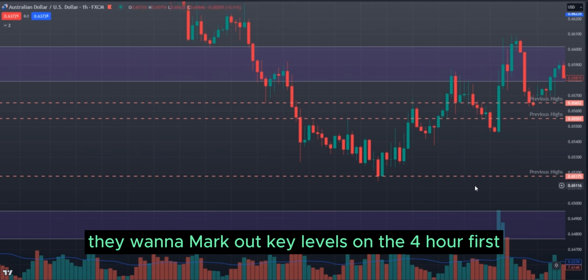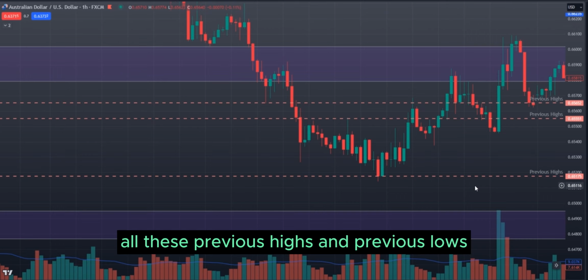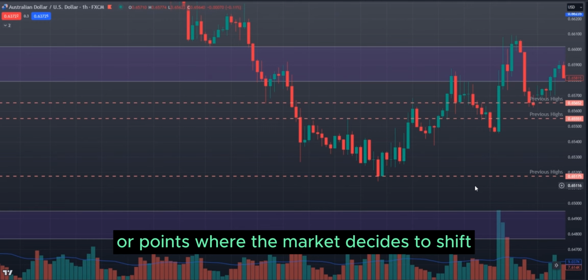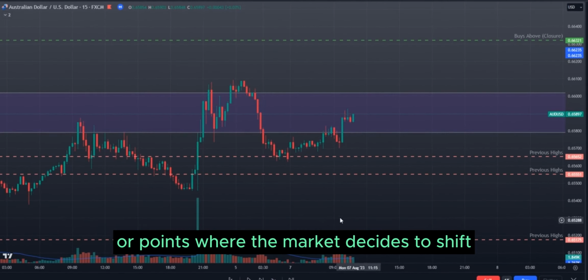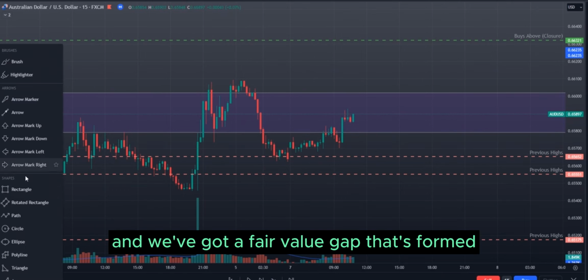So you want to mark out key levels on the 4 hour first, and then you want to find all these previous highs and previous lows that could be points of market reversals or points where the market decides to shift. So going straight into it, we've got a key level here.